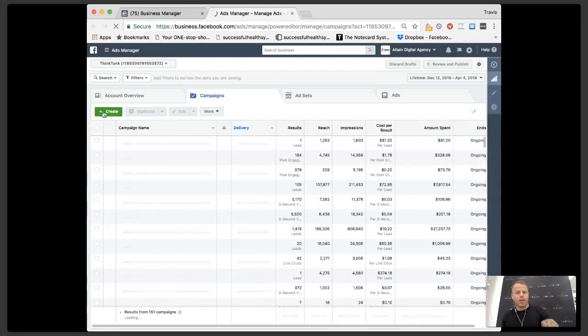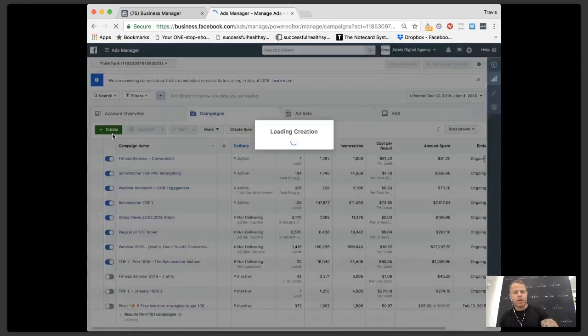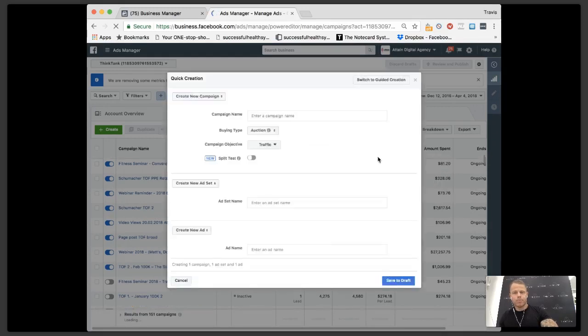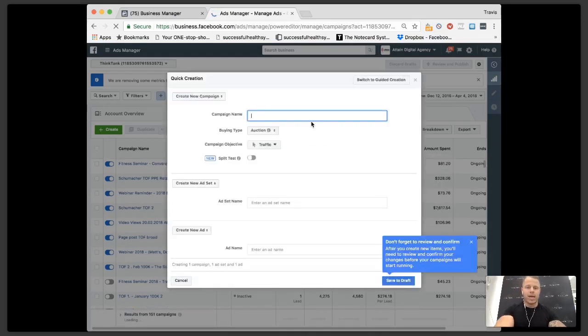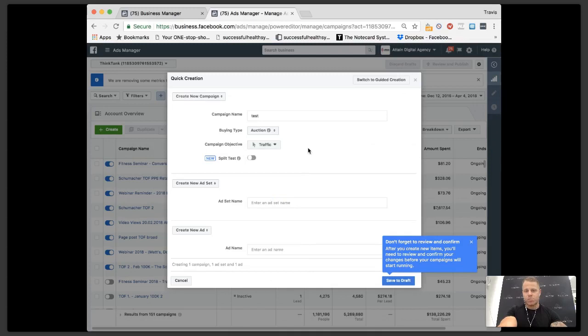So I'll go over here to create an ad. So I'm in the business manager up here. I go create ad. This will pop up. So I'm going to put test here. The campaign is where you choose your ad type. I'm going to choose a traffic ad for this specific campaign. Traffic ads are designed for people to click on your ad and go to a landing page.